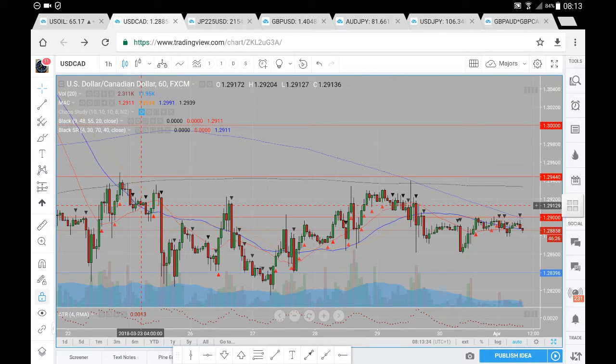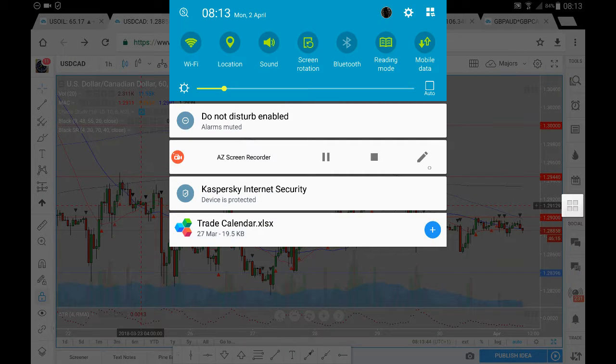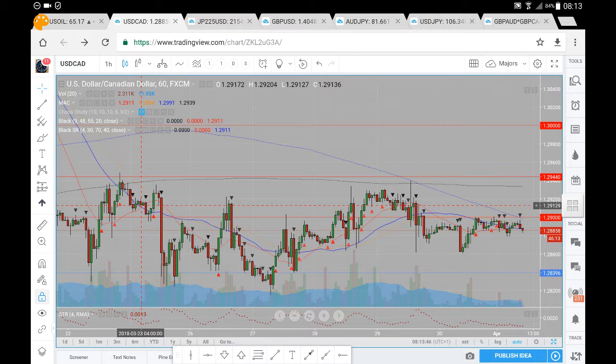So this is USDCAD analysis for Monday, the 2nd of April. Now, let's just have a look at what prices and where prices may likely go. Here on the USDCAD, we have seen the market look a bit indecisive.